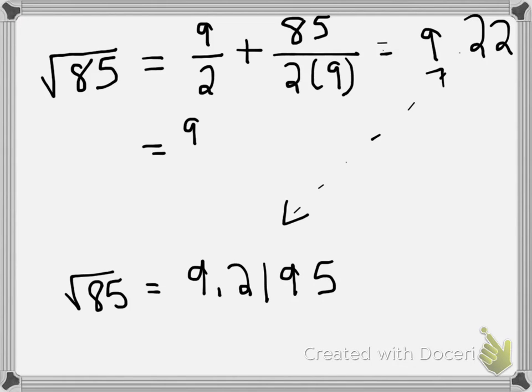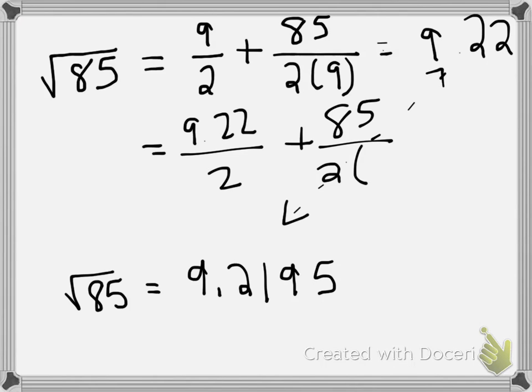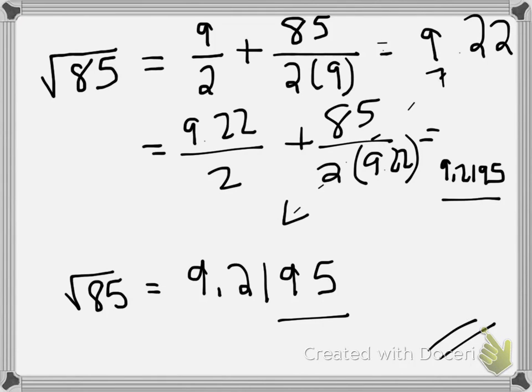If I wanted to go again, I would take 9.22 divided by 2 plus 85 divided by 2 times 9.22, and I would calculate that. And I get even more accurate. When I calculate this, I get 9.2195. Oh my goodness, after 2 iterations, I'm almost exactly there. So that's what Newton's method for approximating the square root of n is about. Okay, I hope that helps. If you have more questions, let me know.